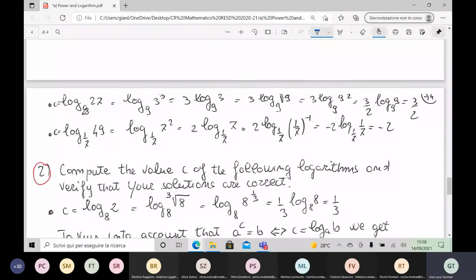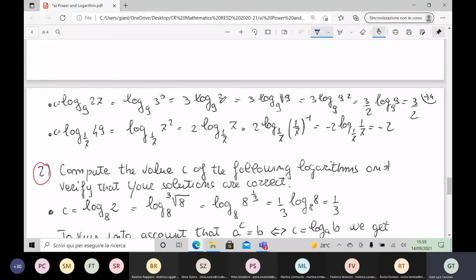Are you able to write, well, we cannot write it as a power of 9, but 27 can be written as 3 to the power 3, because 3 times 3 times 3 is 27. So 3 to the power 3. The exponent of the argument is 3. So you can copy the exponent in front of the logarithm as a multiplicative term, and you get 3 times logarithm with basis 9 of 3.